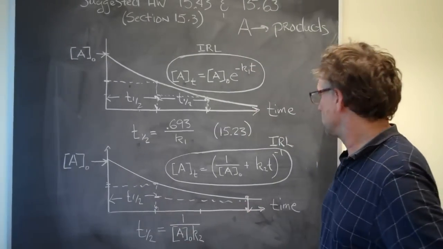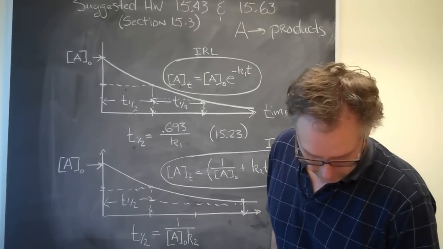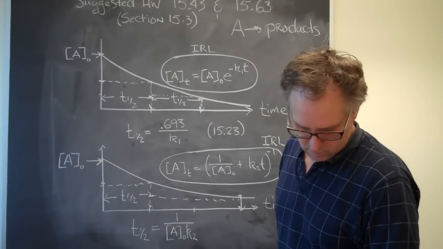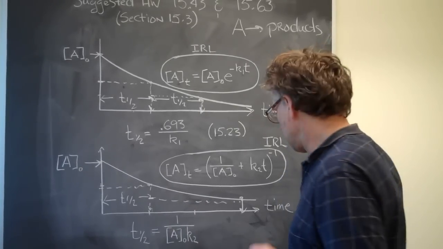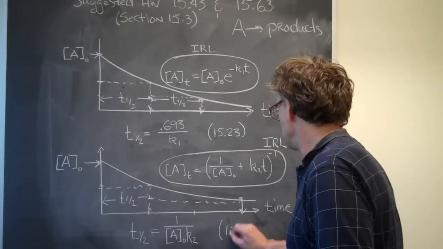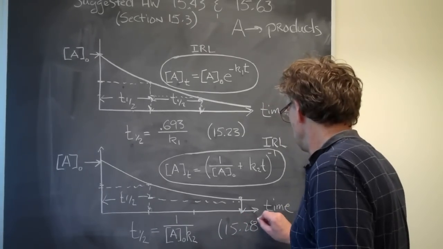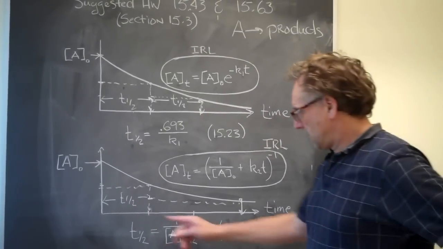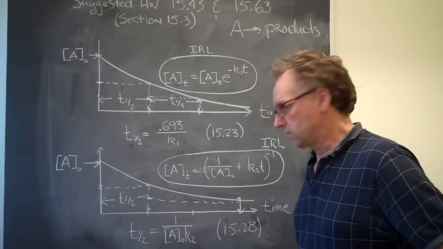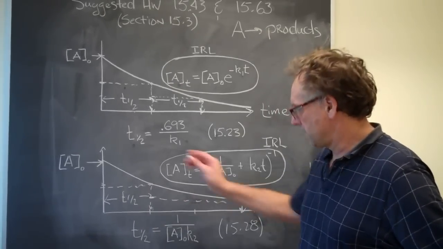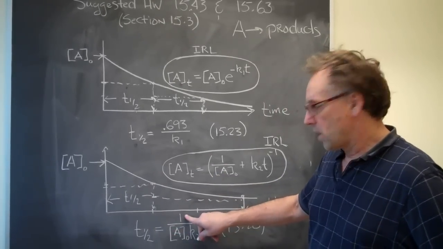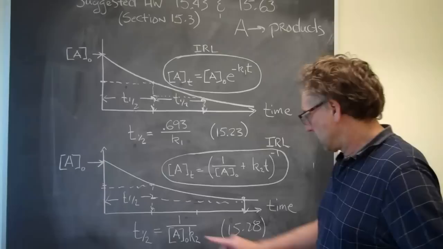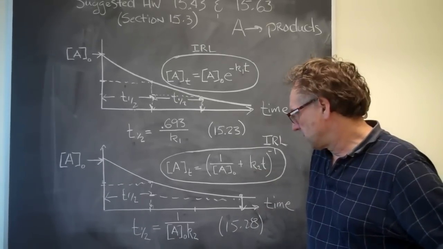That's shown in this equation here, which I didn't write down, that's equation 15.28 in your text. And it says this: the half-life, how long it takes for the substance to decay to half its initial value, equals 1 divided by the initial concentration, also divided by K2. That's the same rate constant that appeared here.